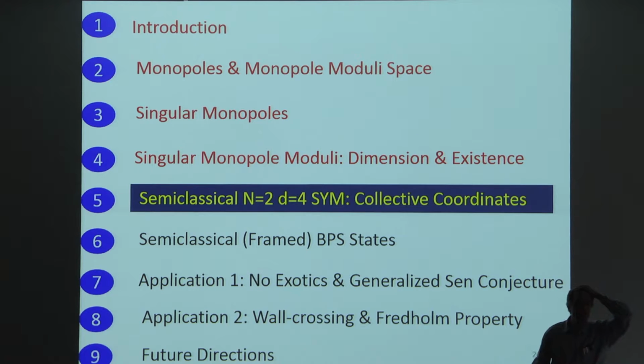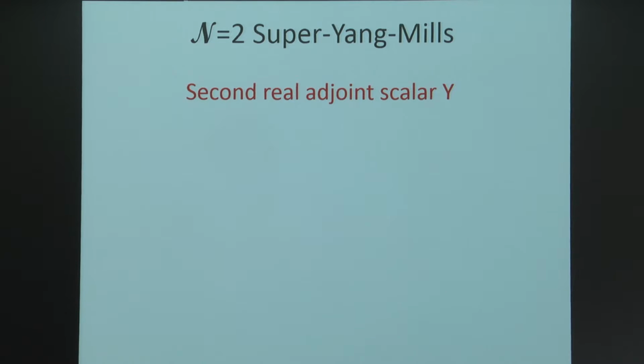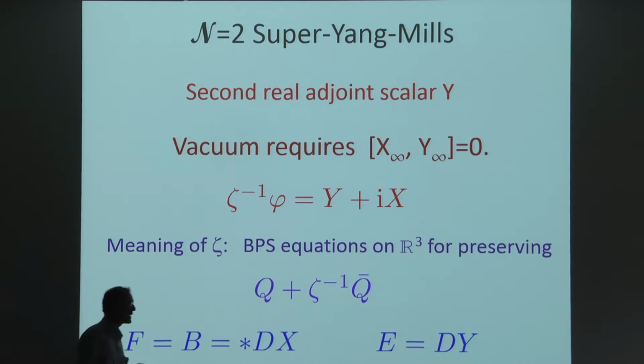Now let's go on to N=2. Okay? So the first thing about N=2 super Yang-Mills is that we've got to add a second real adjoint scalar field Y, and the vacuum expectation value of Y has to commute with X. X is still going to be a regular element of the Lie algebra. And Y and X are the real and imaginary parts of the vector multiplet scalar, but you're allowed to rotate by a phase zeta.